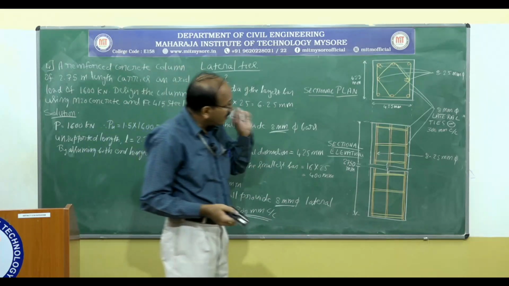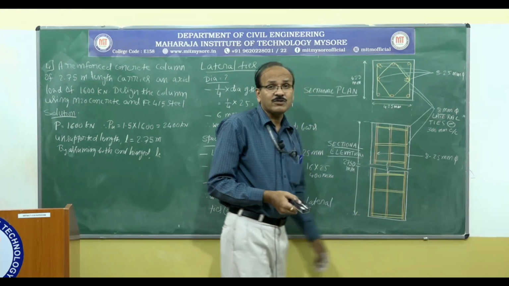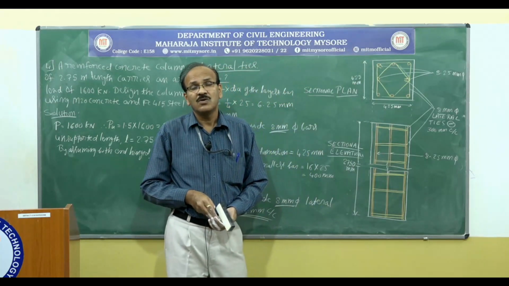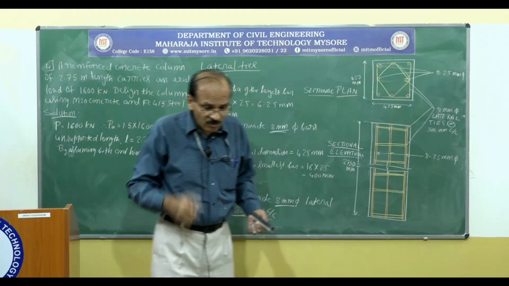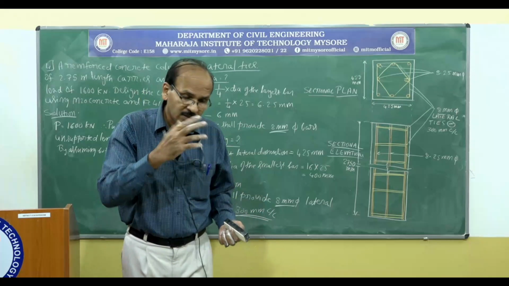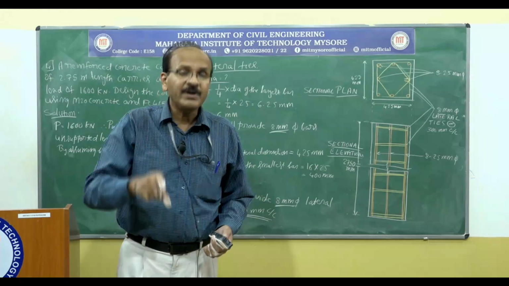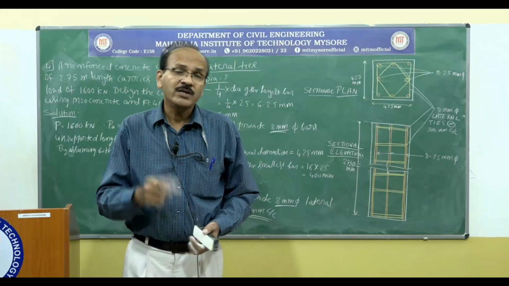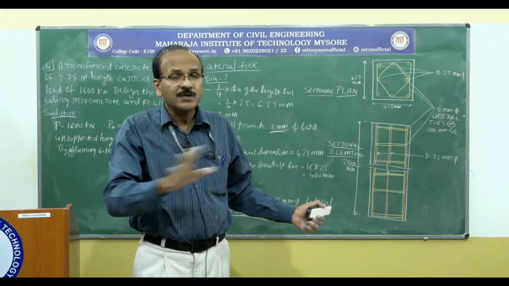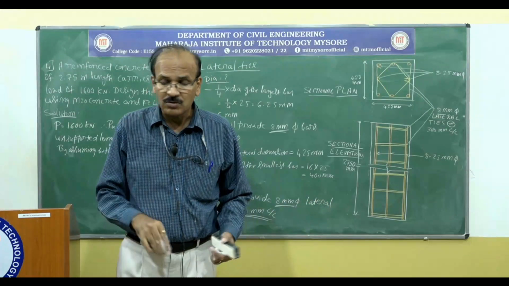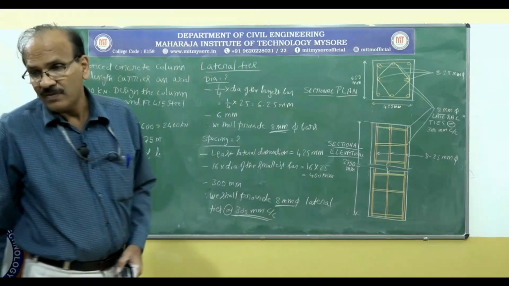One more thing I have not covered is the cover for the reinforcement in the columns, as per the codal recommendation. It is given in the code book. Depending on the exposure condition and also depending on the recommendation of the code book, you need to give that much of cover, but I have not covered that part in this. Please go through the code book and try to learn it. Okay, thank you.